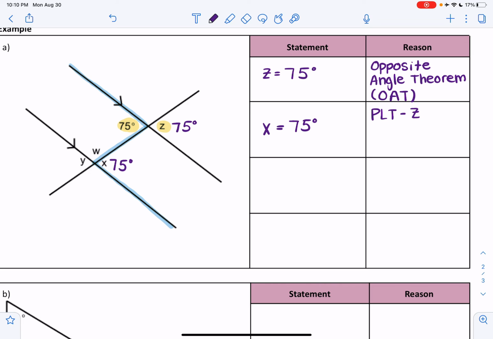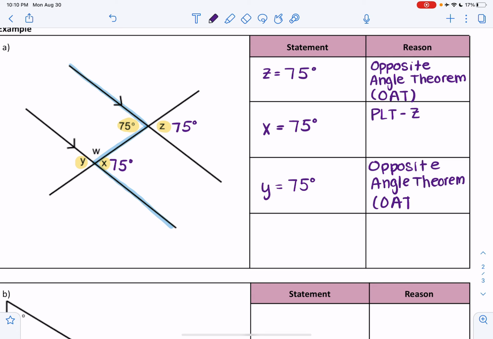Next, I'm going to find Y. Similar to Z, we have an opposite angle again here, right? They're right across from each other. Therefore, Y must also be 75 degrees. There we go. Similarly with Y, there are certainly other ways you could have found its value. You could have used an F pattern. There's lots of different things. So if you did something different than me, that's absolutely okay.